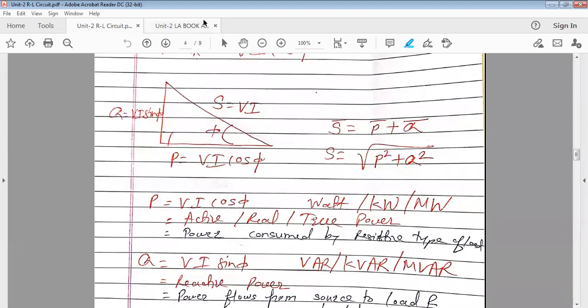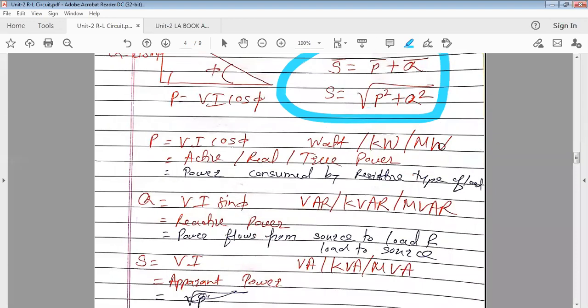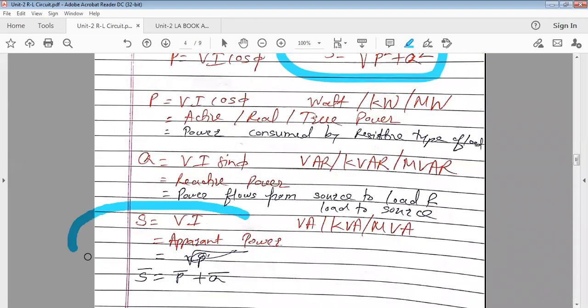Okay. Last one here, apparent power, which is denoted by capital S. So you can see here, I can write like this. Phasor sum of P and Q is apparent power, capital S. And you can simplify it like this: square root of P square plus Q square is capital S. So like this you can define it. Apparent power is the resultant of active power and reactive power.